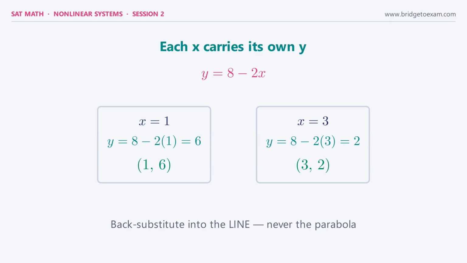One more thing. Each x carries its own y. They travel in pairs. If x equals 1 gives y equals 6, then 1 and 6 belong together. Don't mix and match coordinates across your two solutions. Keep each pair on its own line as you write it down.